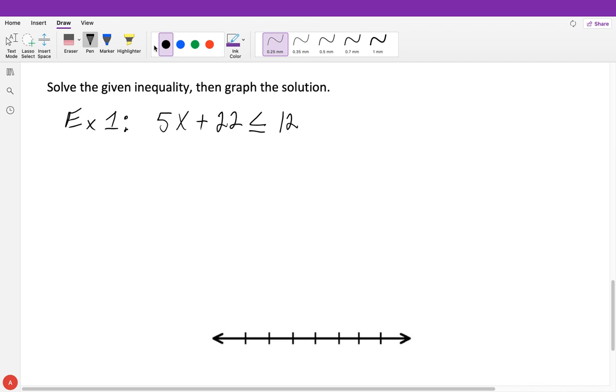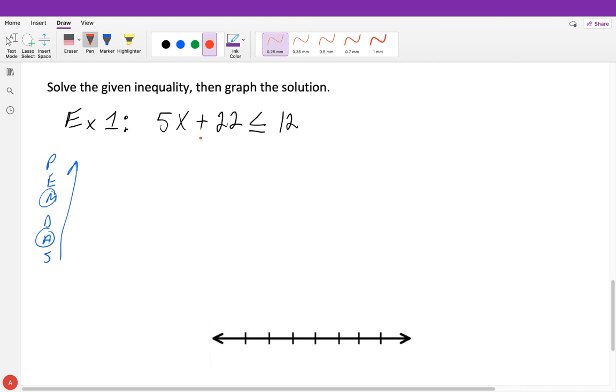All right, so the first problem we're going to do is 5x plus 22 is less than or equal to 12. All right, so we're going to solve this as if it was an equation. So what is being done to it? Well, we are multiplying and we're adding. So remember, in our PEMDAS, we need to go in the reverse order. So that means that we need to get rid of the addition first and then our multiplication second.